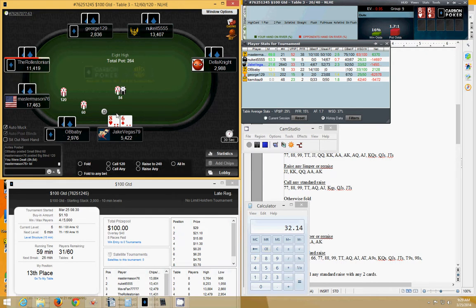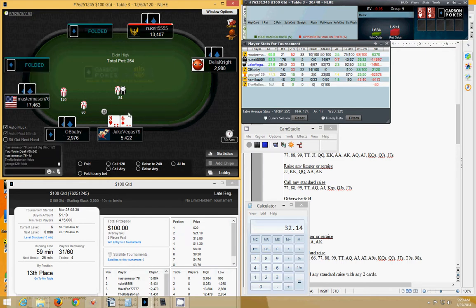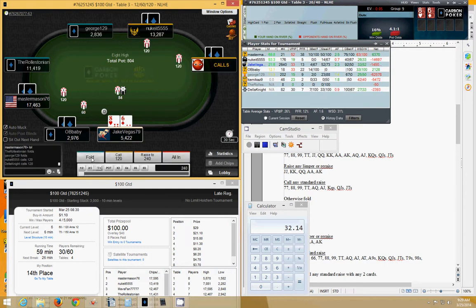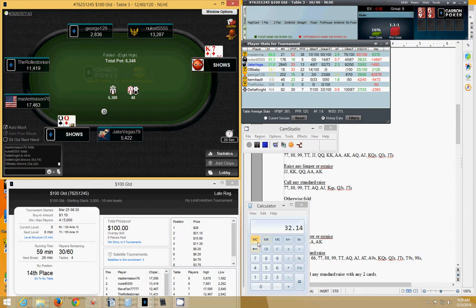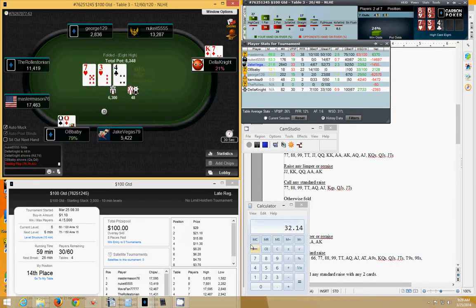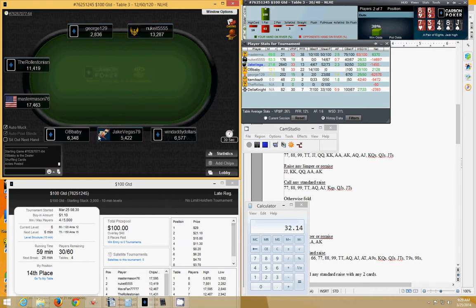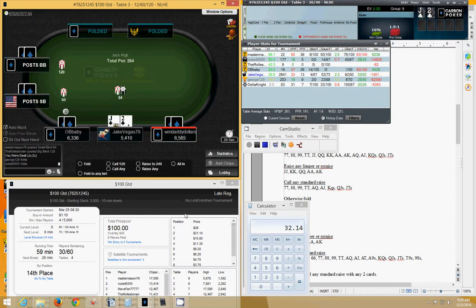So the whole late position strategy of calling a standard raise and stealing and all that kind of stuff, Snyder says to only employ it about 80% of the time, which is why I folded that 8-6 there rather than calling on the button. It's a good thing I did. He definitely wasn't going away with queens, that's for sure.